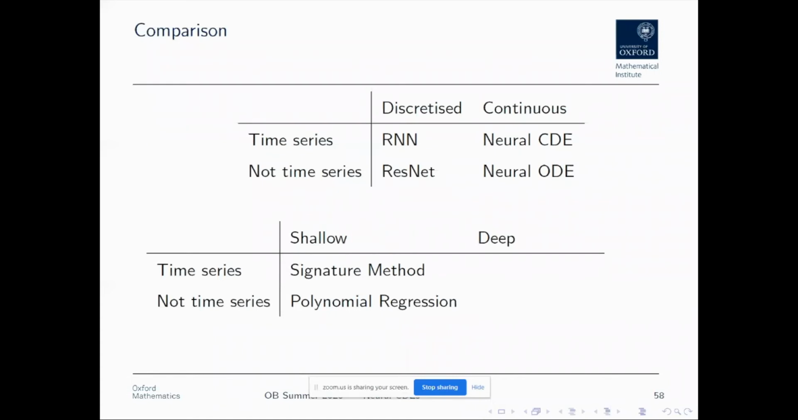Because one can see the signature method as being somehow doing the same thing as polynomial regression. Both of them try to write down a basis for function space, for the space of functions we're interested in, and then use that basis as a feature set on which we then do something like linear regression. So in the case of polynomial regression, we might use the monomials or Chebyshev polynomials as our basis for functions of a single scalar variable. And in the case of the signature method, we're using the signature as, in some sense, the basis of functions for functions on path space.